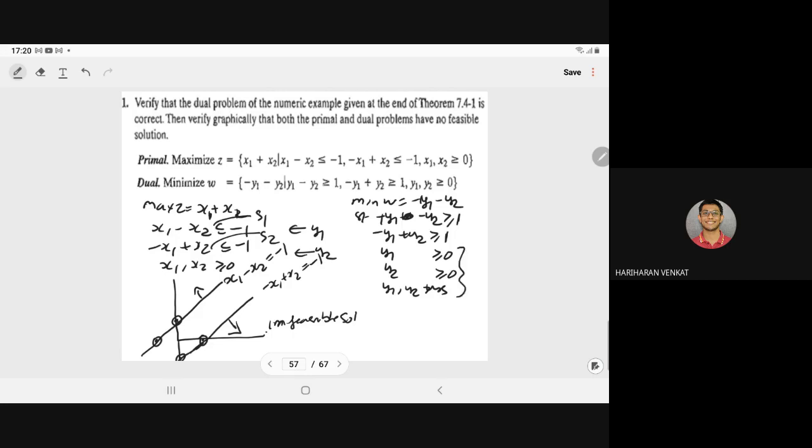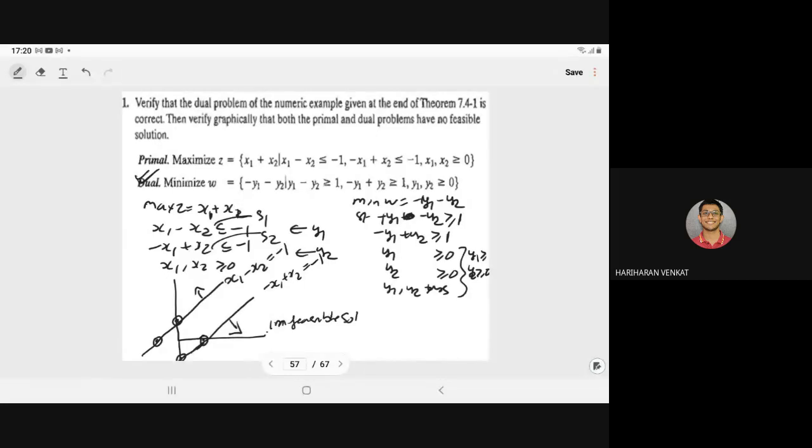So as you combine this, you will get y1 greater than or equal to 0 and y2 greater than or equal to 0. Here you can see the dual of this problem is given to you. Dual: maximize minus y1 minus y2 subject to y1 minus y2 greater than or equal to 1, and minus y1 plus y2 greater than or equal to 1, and y1, y2 greater than or equal to 0. So here the same problem is given to you.